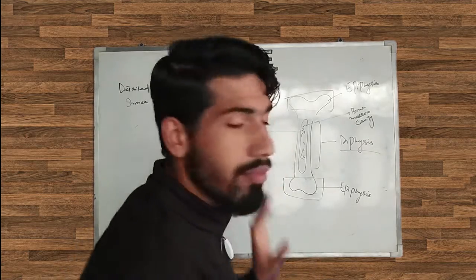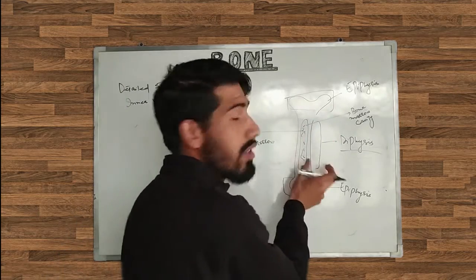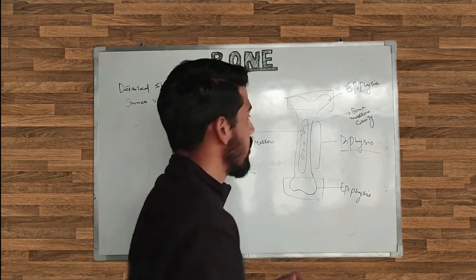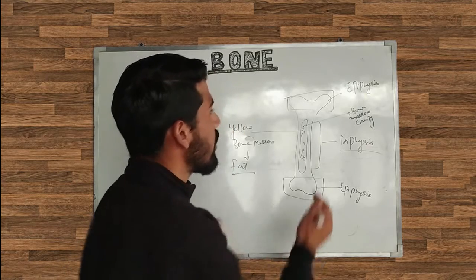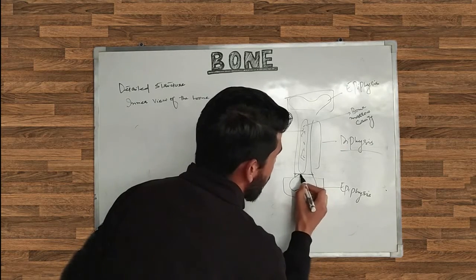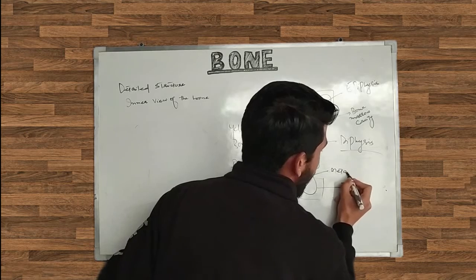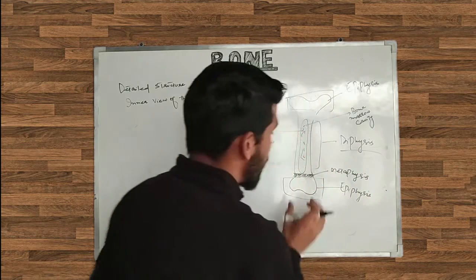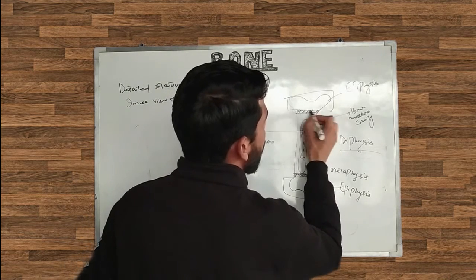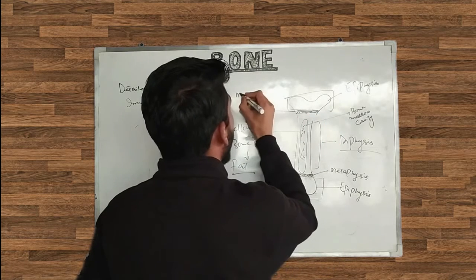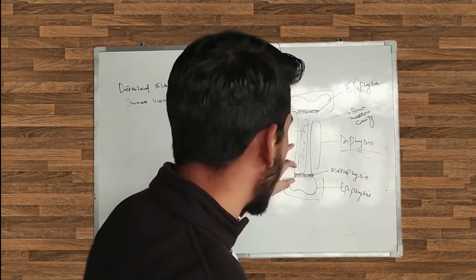This is part of the epiphysis. This is the diaphysis, and inside the diaphysis there is the bone marrow cavity, and the other end is also called the epiphysis. Here is another part, that's called the metaphysis. Okay, this part is called the metaphysis. Here is also present the metaphysis, and there is also metaphysis at the other end.